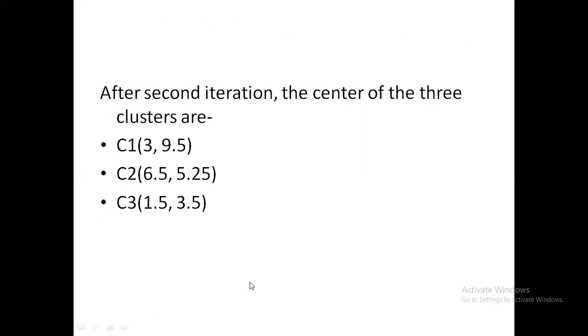As asked in the question, we have to compute the cluster centers after the second iteration, so this is your answer. After the second iteration, the centers of the three clusters are C1 (3, 9.5), C2 (6.5, 5.25), and C3 (1.5, 3.5). This is how the k-means algorithm calculates the clusters.